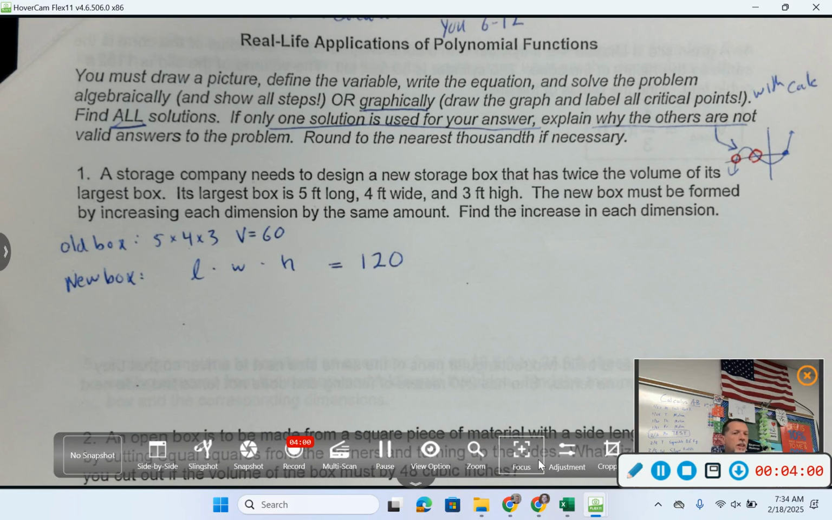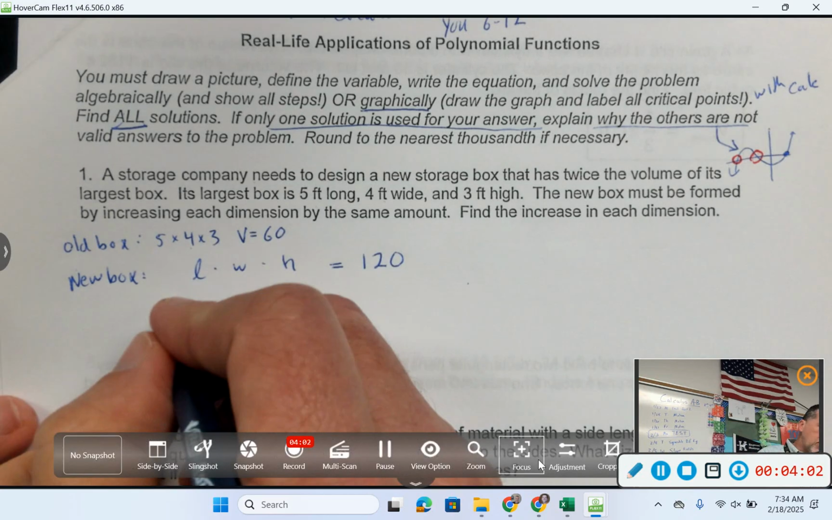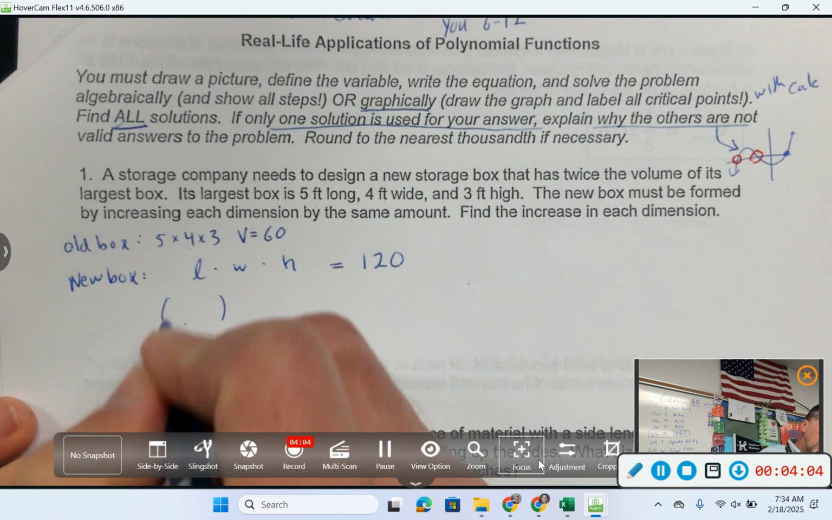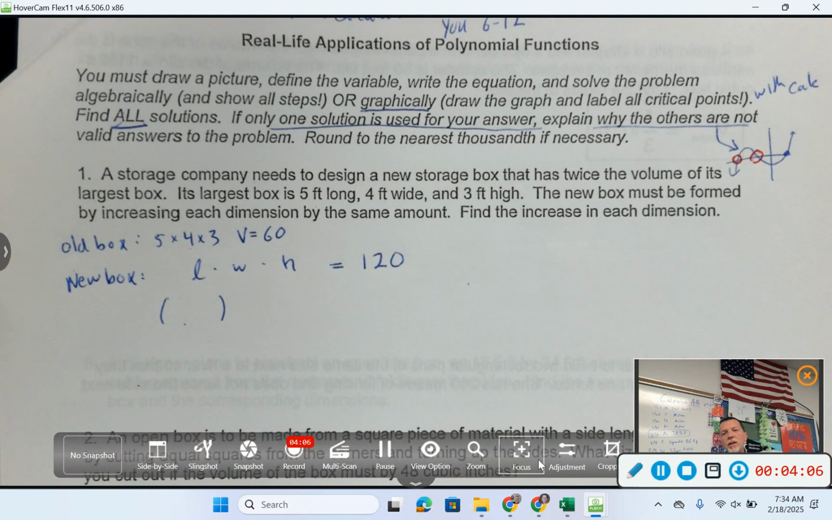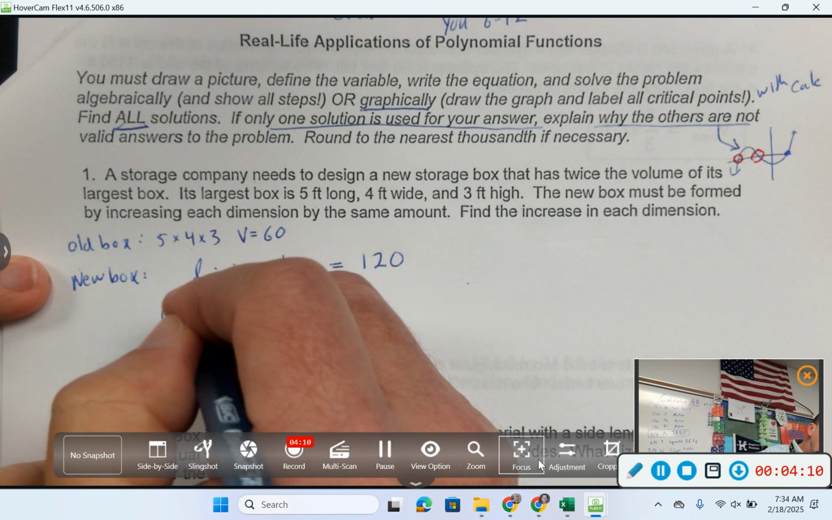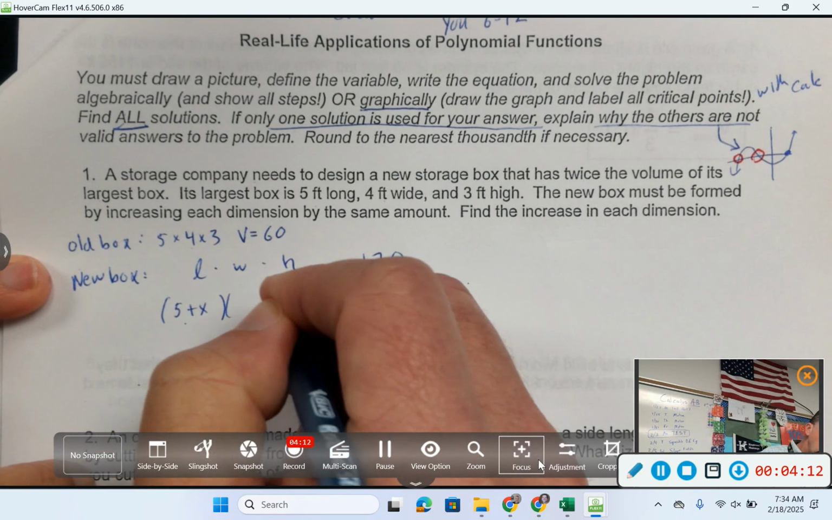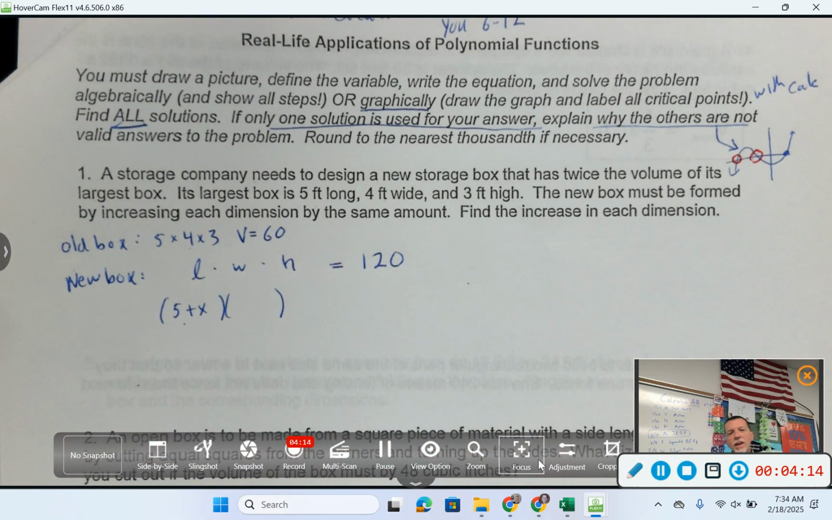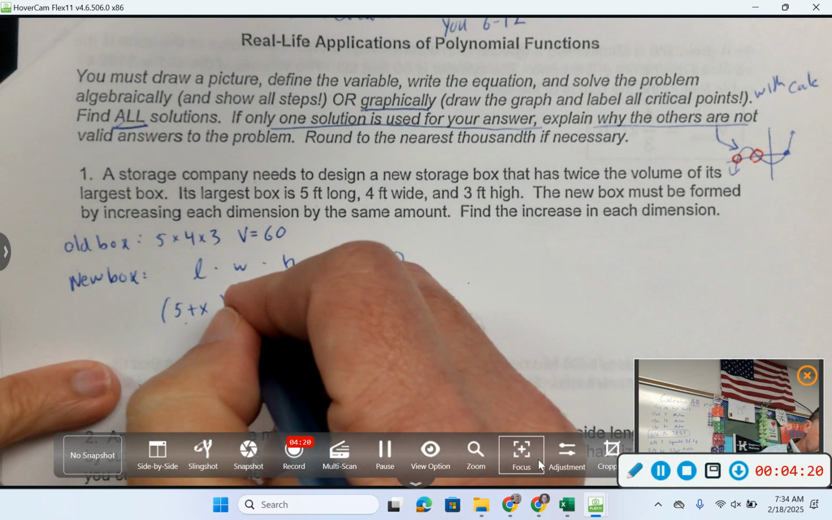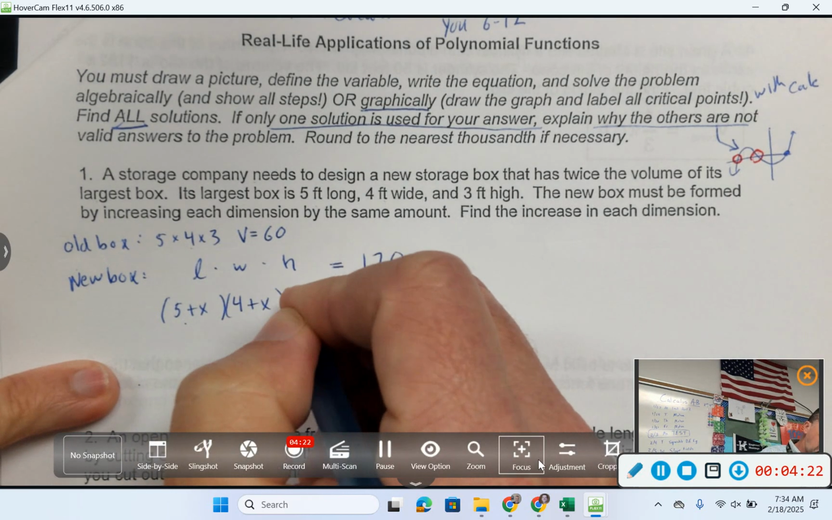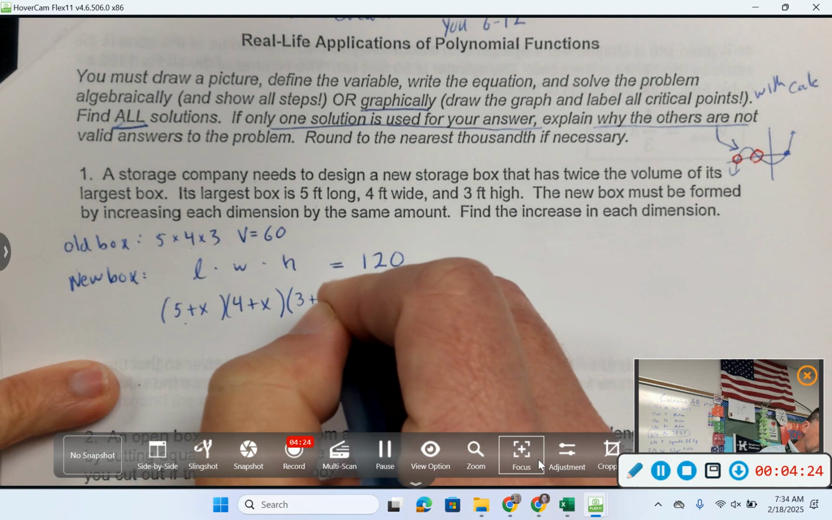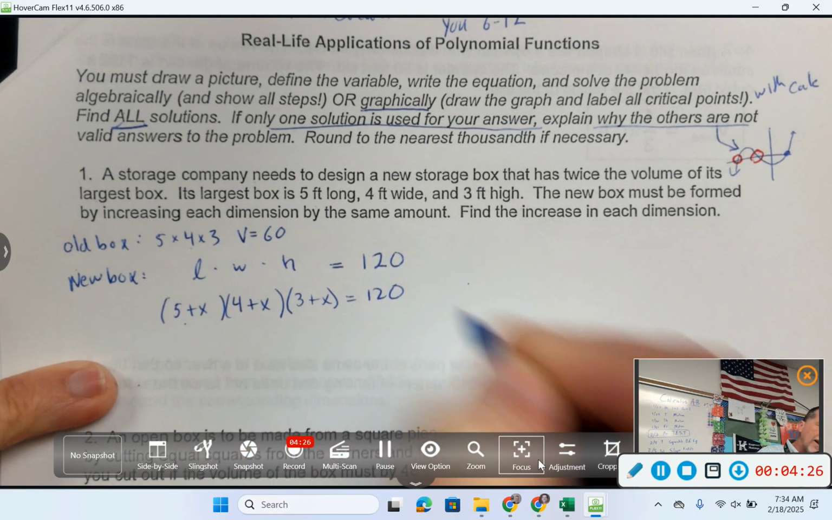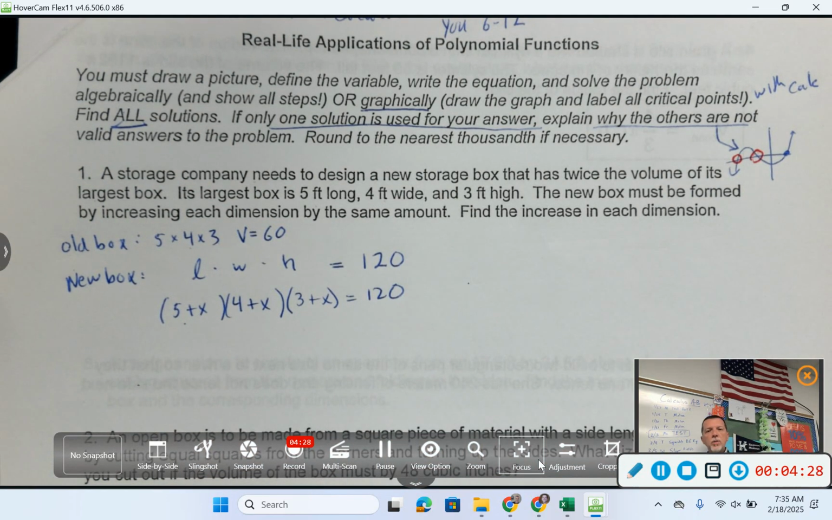If the old length was 5, what's the new length going to be if I want to increase it by some amount? 5 plus x. And if the old width was 4, and I want to increase it by the same amount as I increase the length, 4 plus x. And height was 3, so 3 plus x. So all of that needs to be 120.